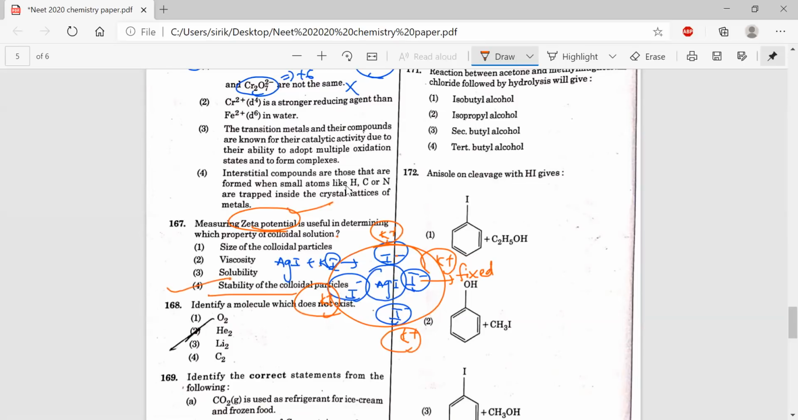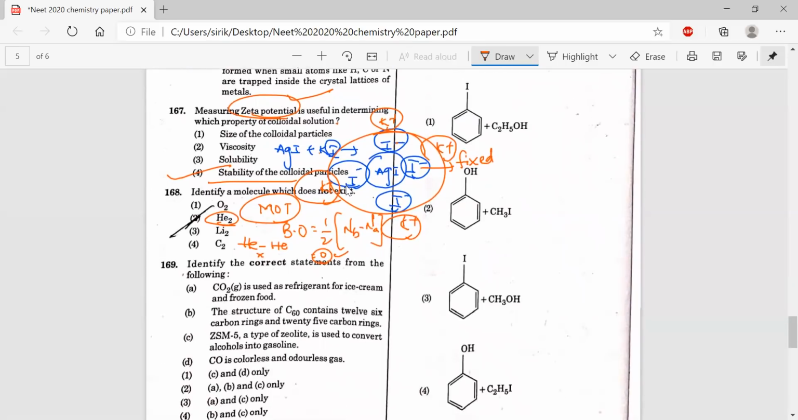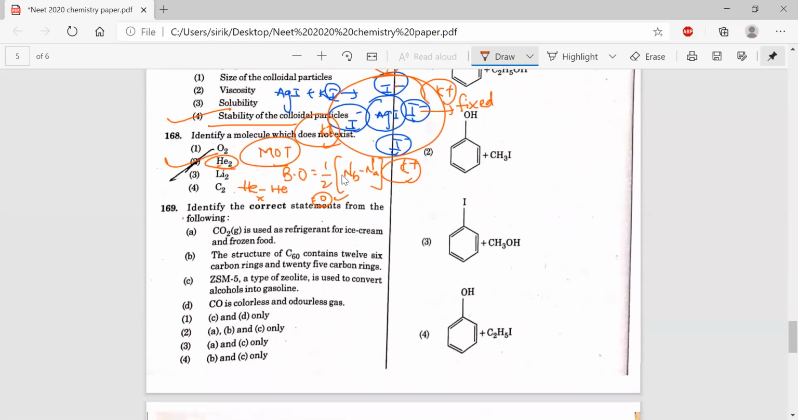Identify a molecule which does not exist. Use MOT and find the bond order: half into number of electrons in bonding minus number of electrons in anti-bonding. In the He2 case, we will get 0 as the bond order, so there is no bond between helium and helium, that's why He2 does not exist. Option 2. And identify the correct statements from the following.